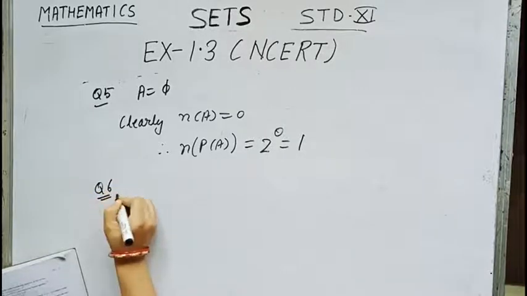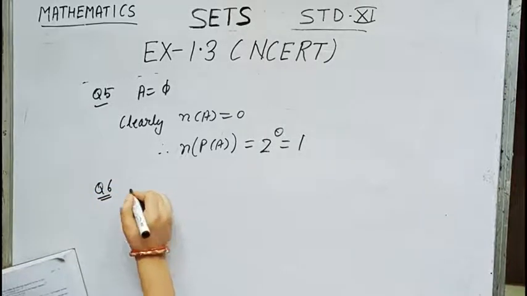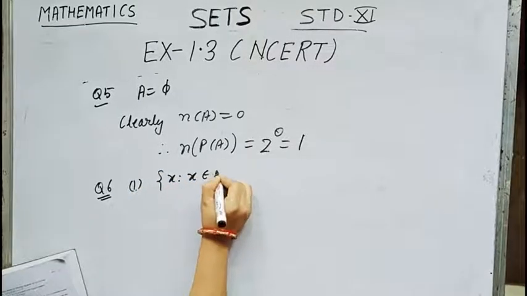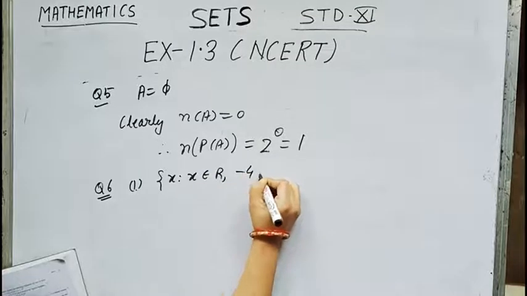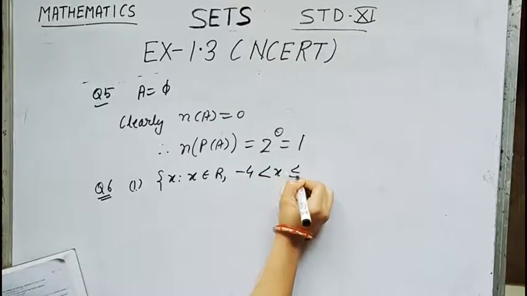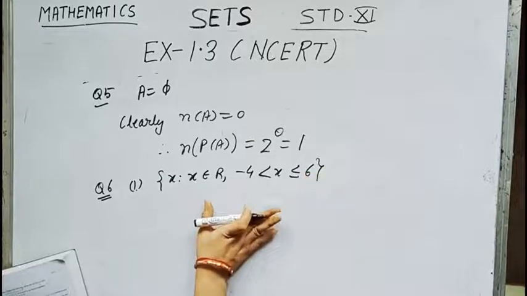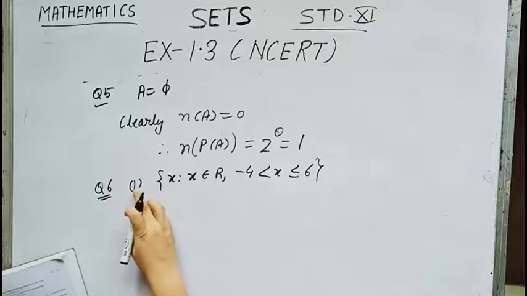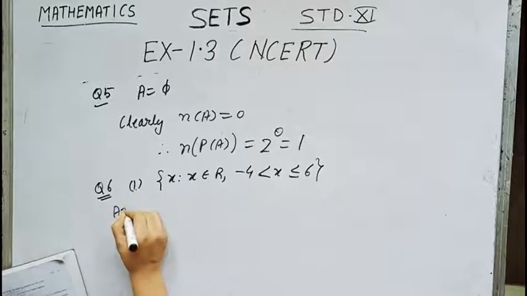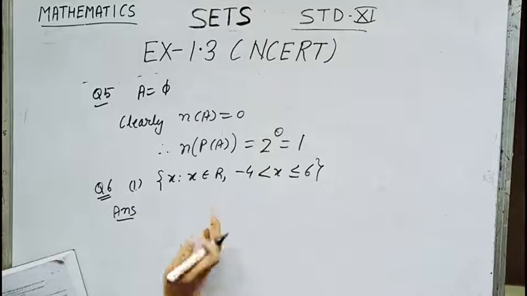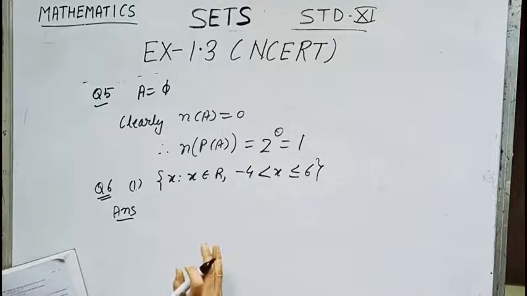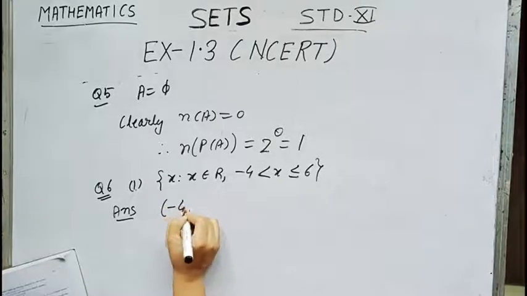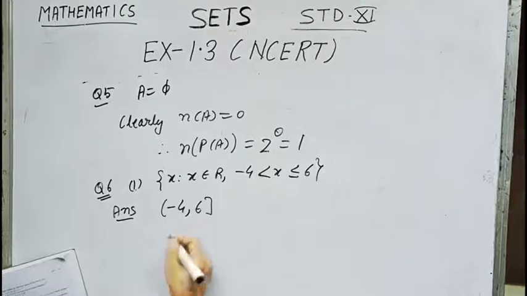Now question number 6. Write the following as intervals. Number 1 is x such that x belongs to capital R and minus 4 is less than x, which is less than or equal to 6. Now I have discussed in detail about this interval topic. So children, I am sure that you will be answering on your own. Even then I am writing the answers. Please see whether you are correct or not. So over here minus 4 open interval and 6 closed interval.